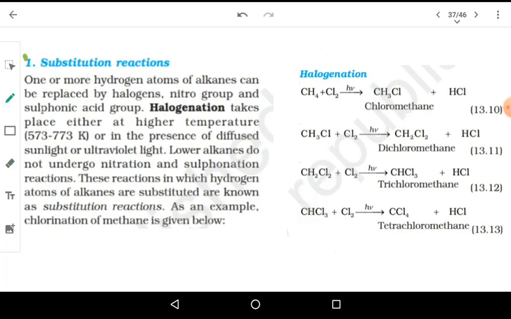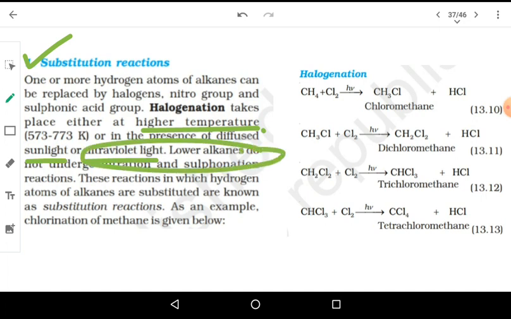First one is known as substitution reactions. Now what are substitution reactions? Here one or more hydrogen atoms can be replaced by halogens or nitro group or sulfonic acid group. This is known as substitution. Now halogenation can take place at higher temperature, or in the presence of diffuse sunlight or in the presence of ultraviolet light. Now the lower alkanes are not usually going to undergo nitration and sulfonation reactions. This is also important.